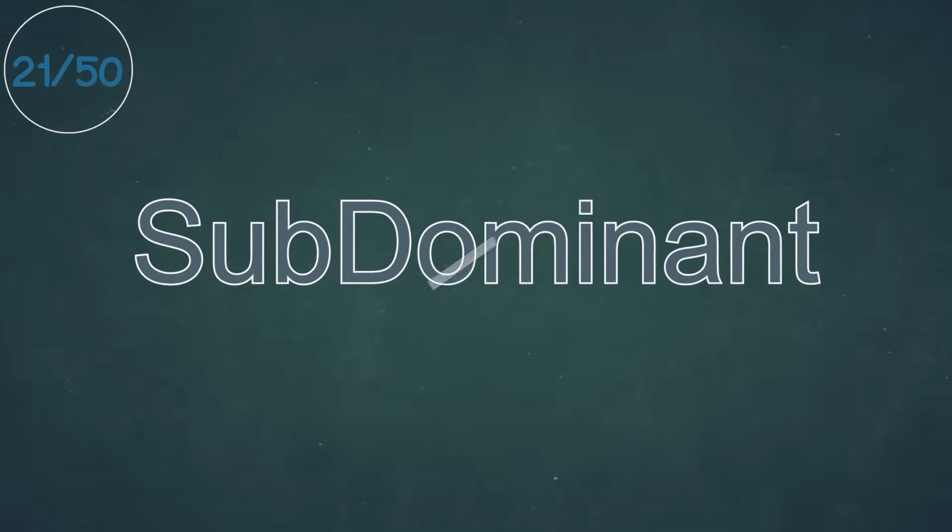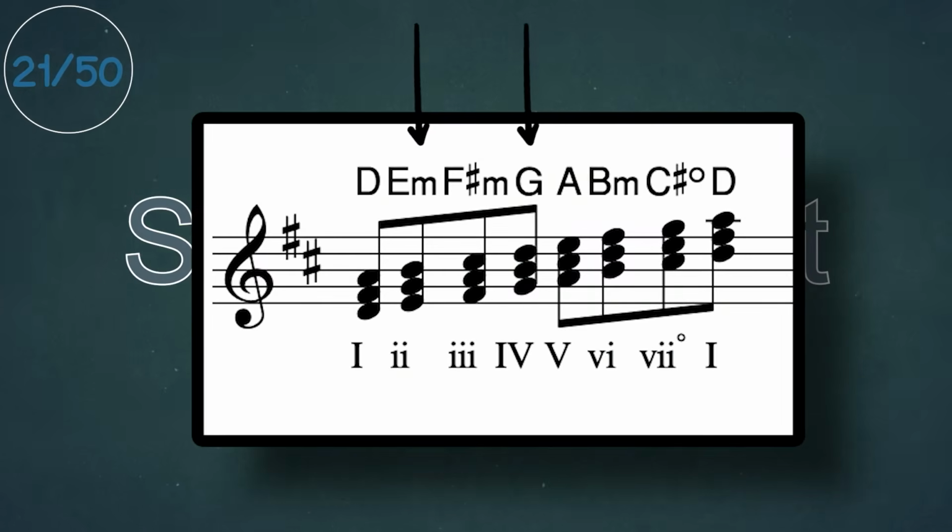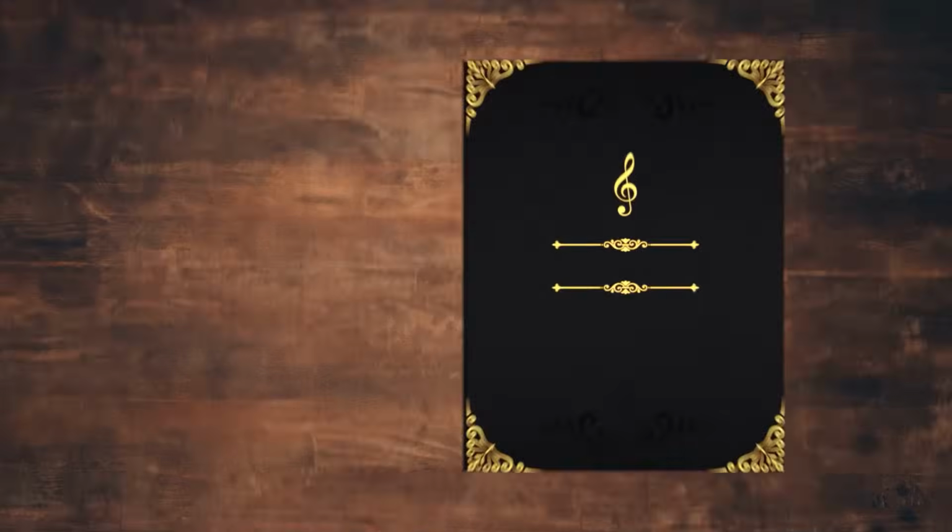A subdominant chord is one that introduces motion into the chord progression and helps us move away from the tonic towards the dominant. In any major key, the subdominant chords are the 4 chord and the 2 chord.